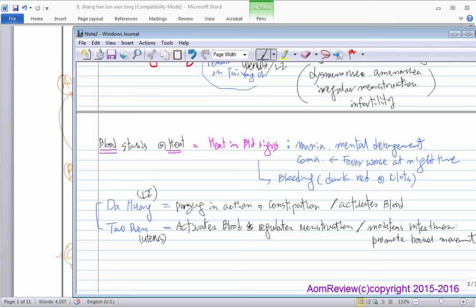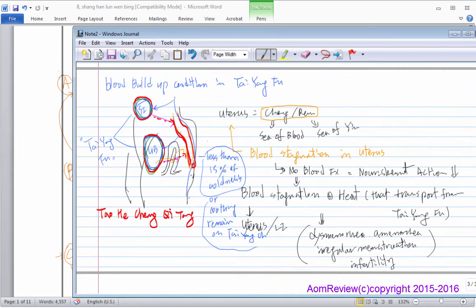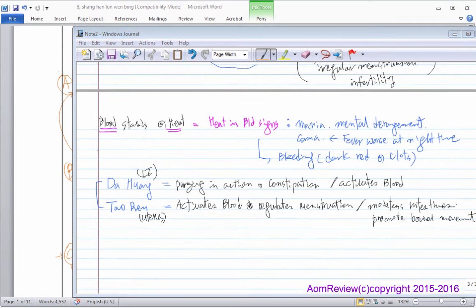So for this reason, if the disease goes to some area of the body, especially when you see this picture again, it might go to the uterus or it might go to the large intestine. Okay, so that's why, whichever part of this area the disease moves to, you can use this one. So here's one more thing you have to know: blood buildup condition and water buildup condition, both are Taiyang conditions.